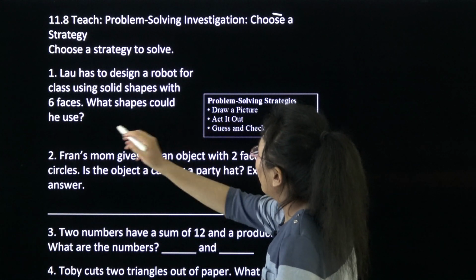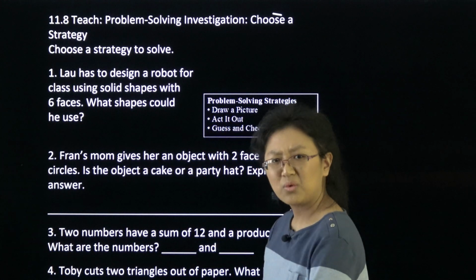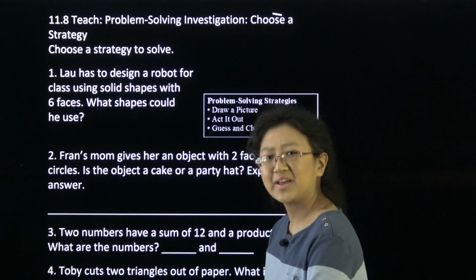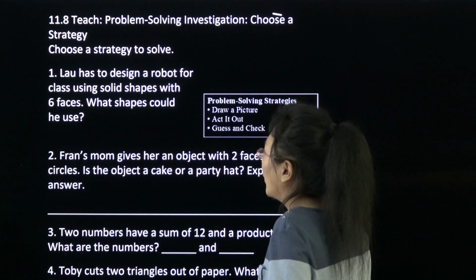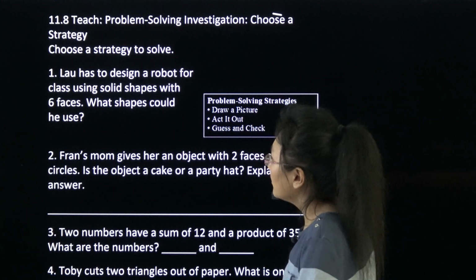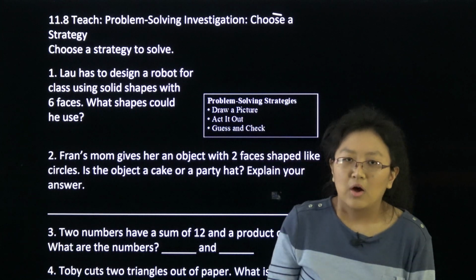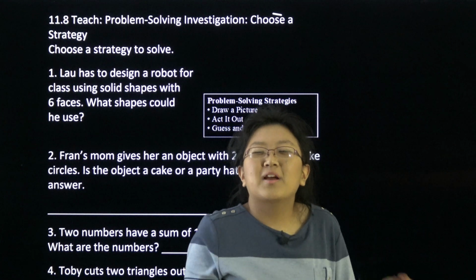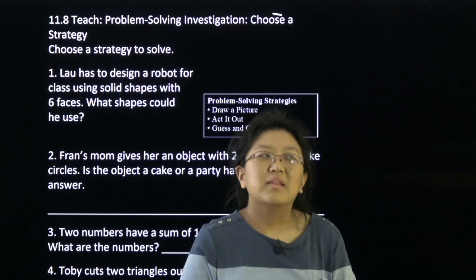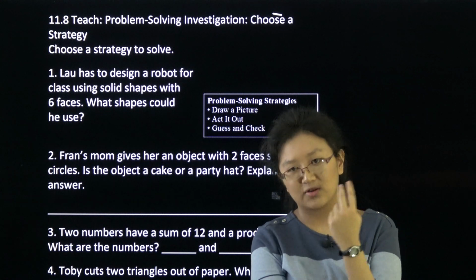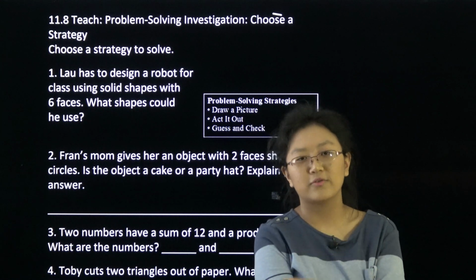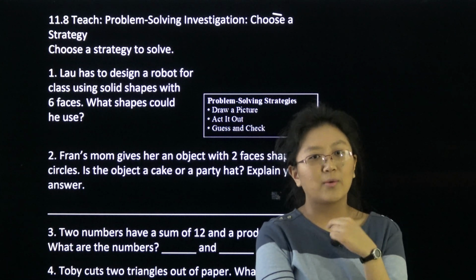Lau has to design a robot for class. That is one cool class. Why don't we get to do that? Using solid shapes with 6 faces. What shapes could he use? So, what shapes have we learned about before? Well, we know that there's a cone, but a cone only has 1 face. There's also the cylinder, but the cylinder only has 2 faces. There's also a sphere, which has no faces.